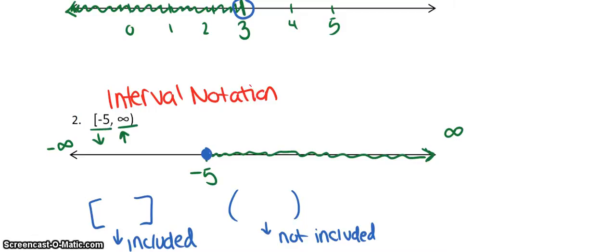Now, anytime you have infinity or negative infinity, we always put a parenthesis on that because you can't really include something that's not a concrete number. Okay, it's more of an idea of a really, really large number. All of this up here is infinity, so we're always going to put a parenthesis on that.